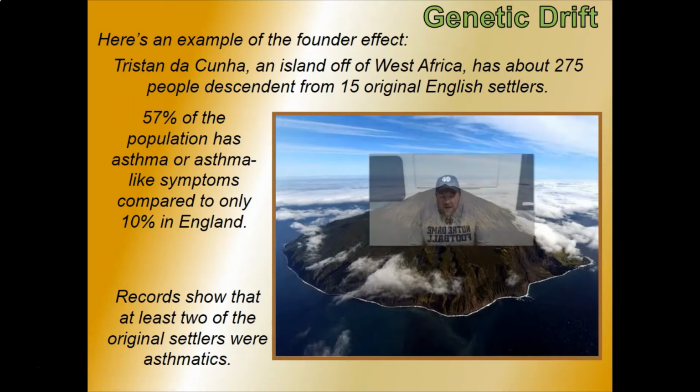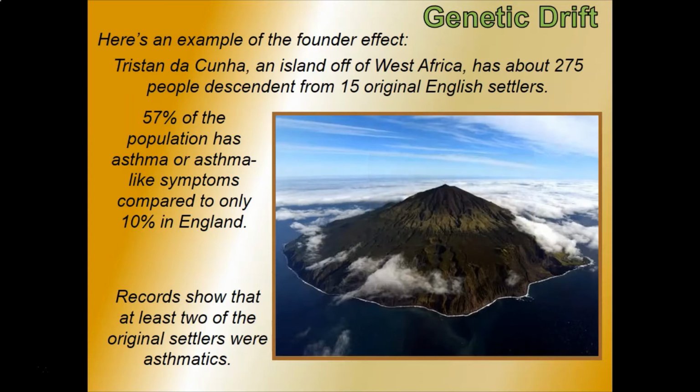It tells us that in that original founding population, there were more than 10% asthmatics, right? And we know at least 2 were, and 2 out of 15 is greater than 10%, right? And it could have been more. Okay, so it's just genetic drift. It's the founder effect, right? The allelic frequency of this island is certainly different than the parent population, all because of chance.